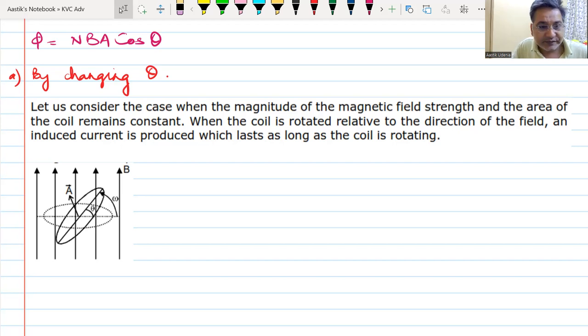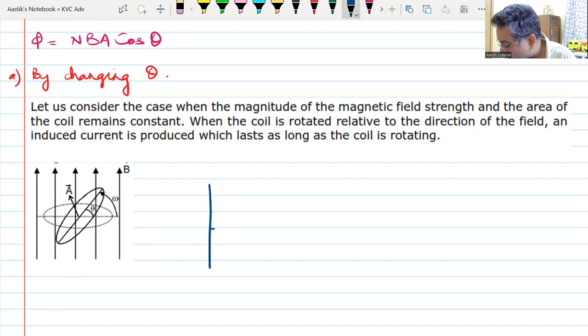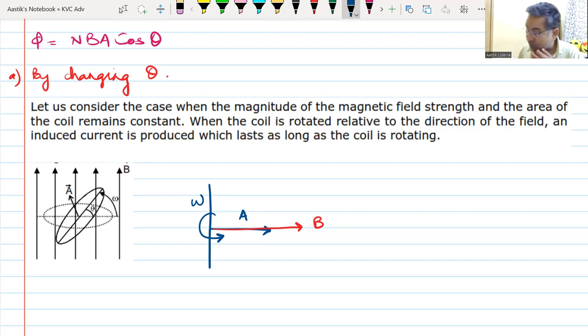I'm trying to get a diagram where I can make you understand. If it is not there, I will have to make it. This is how coil is rotating. Let me just draw the diagram myself. Instead of drawing it this way, what I am going to do is I am going to draw this. Do you understand what I have drawn here? Yes, sir. I have drawn a coil and I have drawn the area vector of the coil. The magnetic field is also in this direction. So initial angle between B and A is how much? Zero. Then I start rotating this coil in this fashion with a constant angular velocity omega.